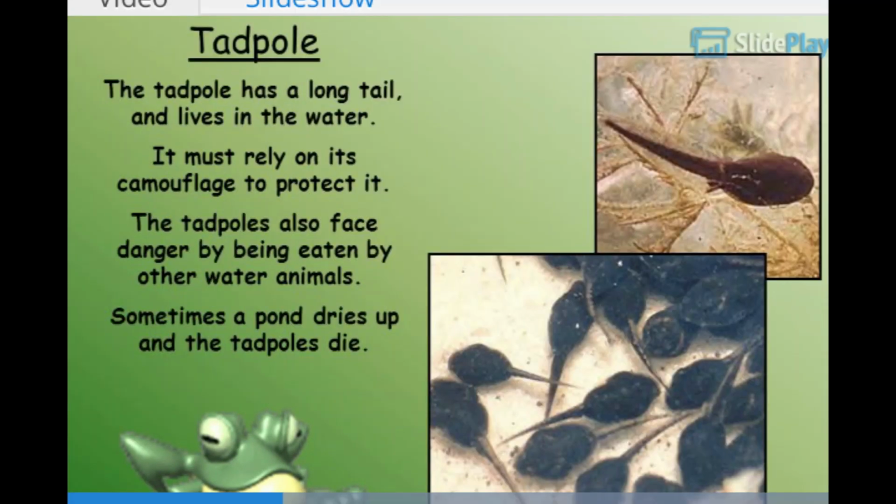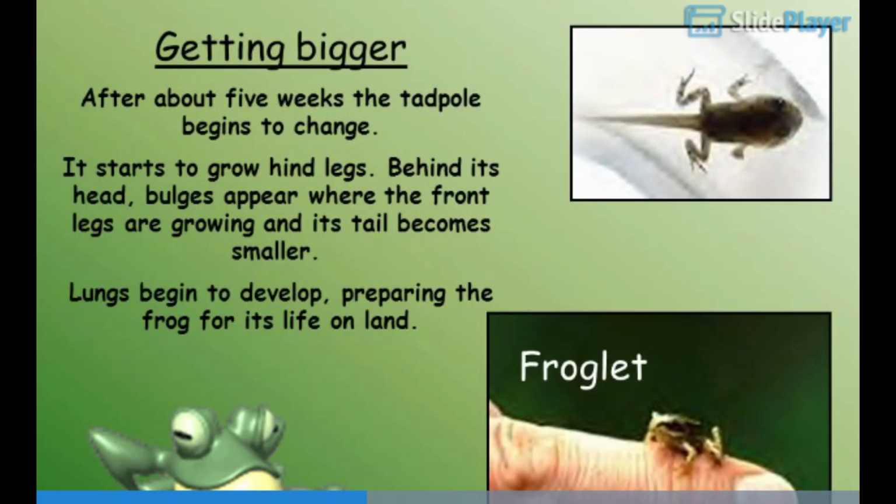Tadpole. The tadpole has a long tail and lives in water. It must rely on its camouflage to protect it. The tadpoles also face danger by being eaten by other water animals. Sometimes the pond dries up and the tadpoles die.